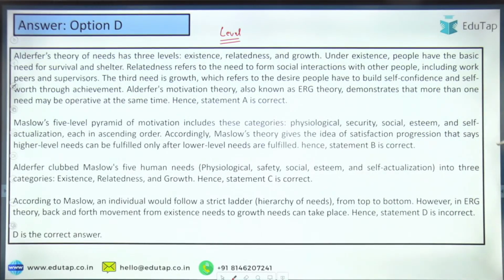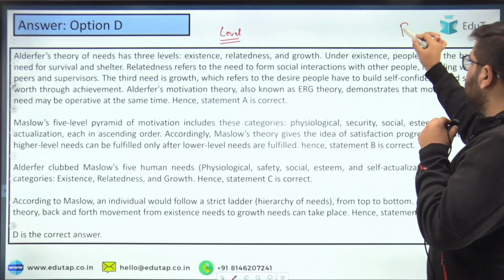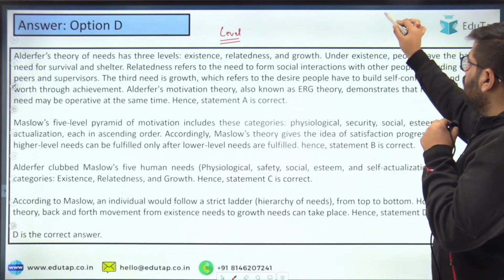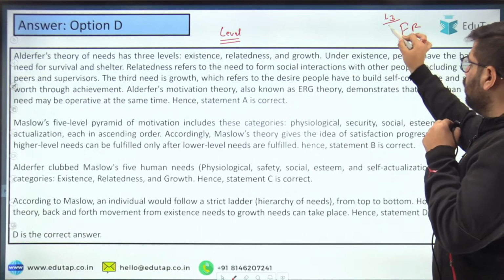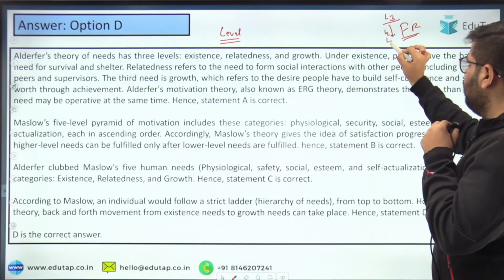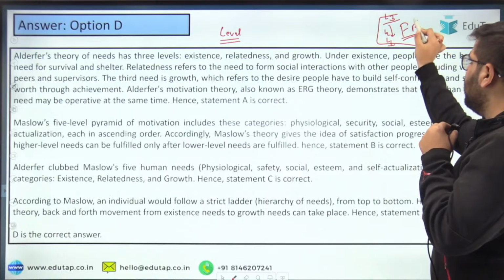Somebody is asking the meaning of frustrated regression. Frustrated regression again basically tells you that if you are operating on level 3 of ERG theory (Alderfer), you can shift down to level 2 or level 1 also, because there is no strict hierarchy.